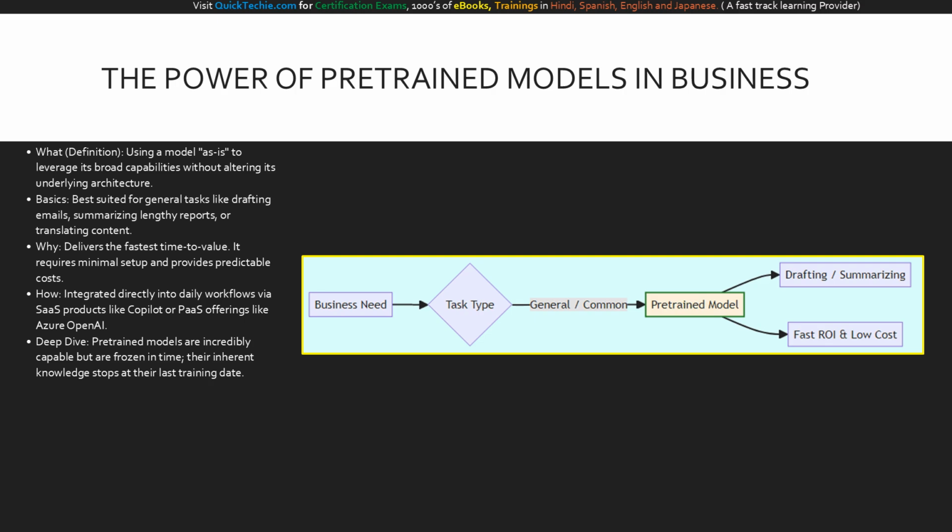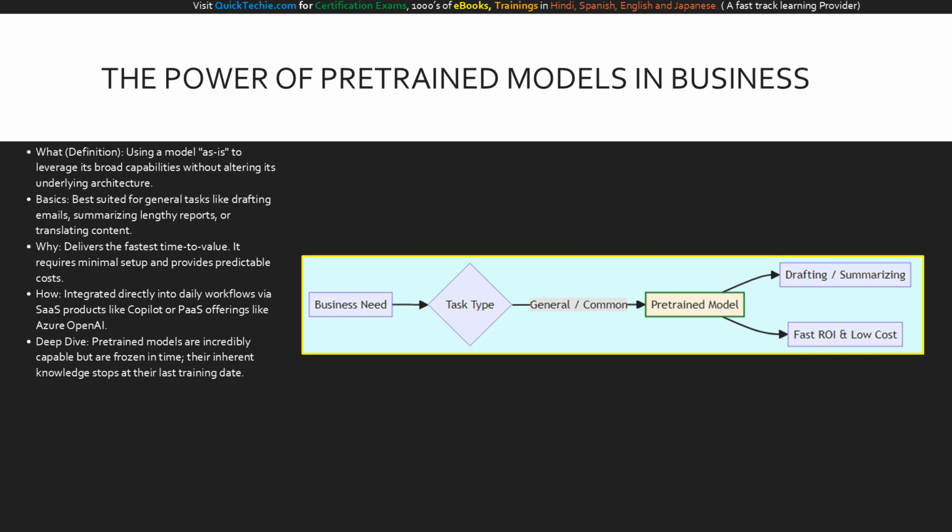Why is this the go-to strategy for enterprise adoption? Because it offers the absolute fastest time to value with minimal setup and highly predictable costs. How does your team access this? It's already embedded in the tools they use every day, like Microsoft 365 Copilot, or accessible for developers via Azure OpenAI services.